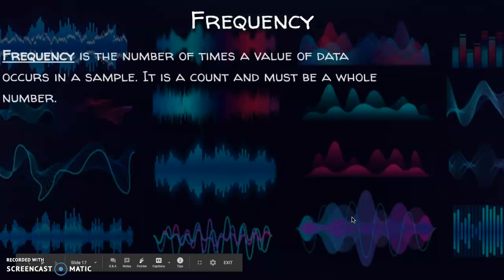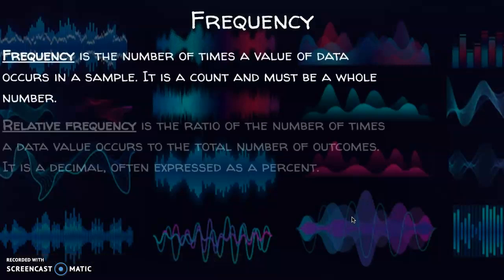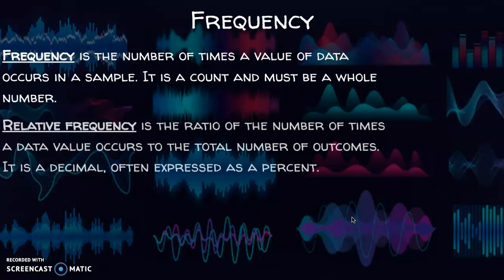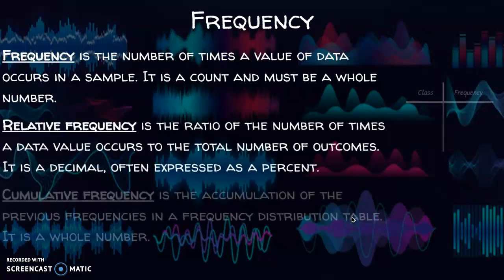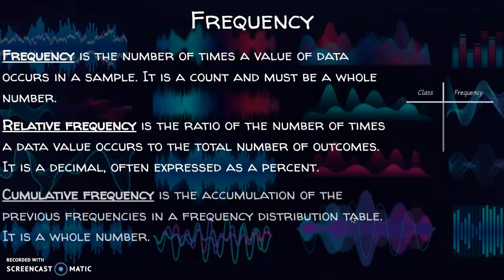What is frequency? Frequency is the number of times a value of data occurs in a sample. It's going to be the count. So if you're counting colored M&Ms, it's going to be the number of reds you count, the number of greens you count, etc. Relative frequency is that number expressed as a percentage out of the total number of outcomes. So it's really the ratio of the number of times the data value occurs, so the number of reds, divided by the total number of outcomes, or the total number of M&Ms.